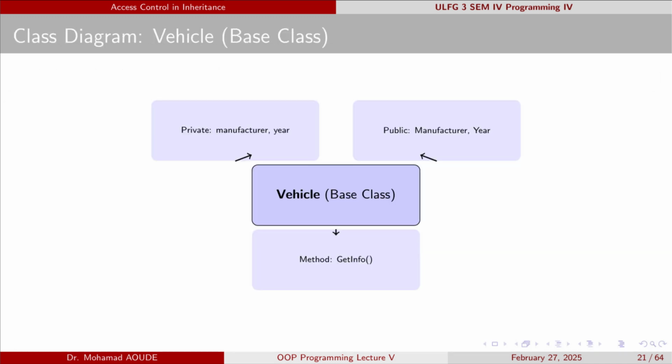Here's how you represent the Vehicle class in a UML diagram. Class name at the top: Vehicle. Private fields listed with a minus sign: minus Manufacturer, minus Year. Public properties and methods with a plus sign: plus Manufacturer, plus Year, plus GetInfo. This notation helps you and others visualize your class design and its relationships at a glance. UML diagrams are tools to plan, document, and communicate system structure before coding.